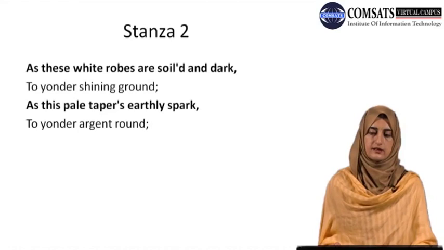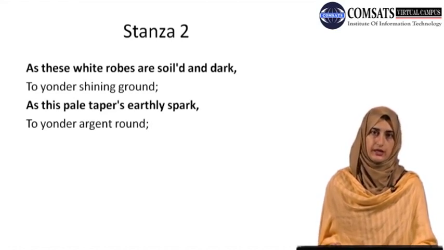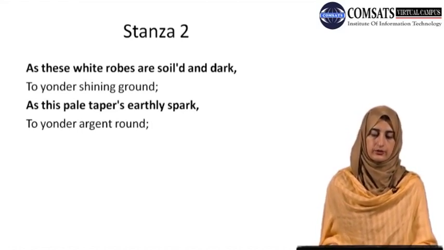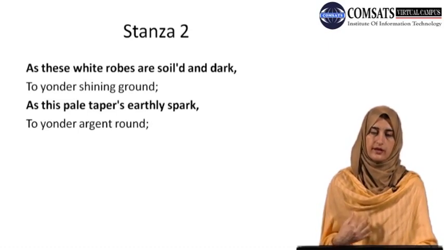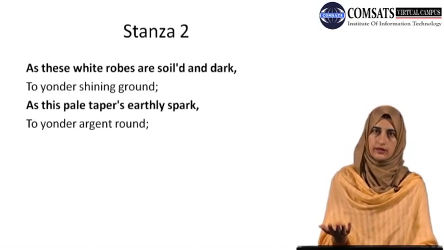Then in this next stanza, which is a longer one, Tennyson will offer us more images and will show how St. Agnes's imploring becomes more intense. He says, as these white robes are soiled and dark to yonder shining ground, as this pale taper's earthly spark to yonder argent round. Now she's still comparing. She says, my soul is impure, make my soul pure. This was her prayer in the last few lines above.